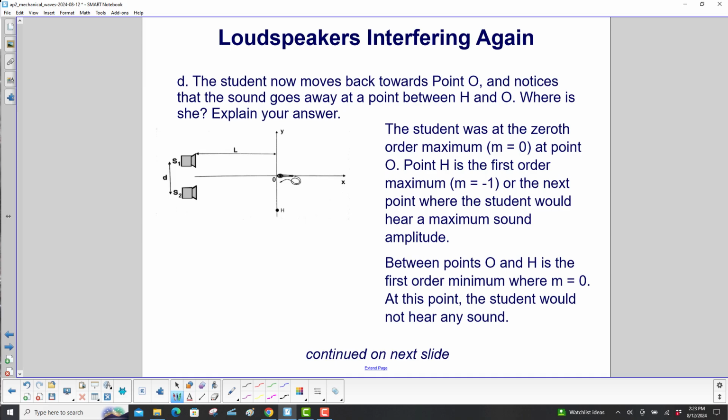The student notices that the sound goes away at a point between H and O, somewhere in here. Where is she? Explain your answer. The student was at the 0th order maximum, m equals 0, at point O. Point H is the first order maximum, m is equal to -1, or the next point where the student would hear a maximum sound amplitude. Between points O and H is the first order minimum, where m is equal to 0. At this point, the student would not hear any sound, so somewhere in this area.